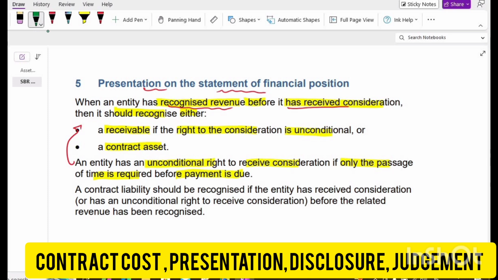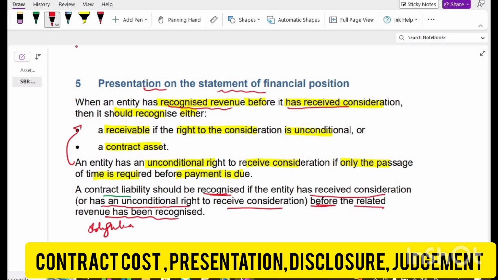Clear? Then contract liability. A contract liability should be recognized if the entity has received consideration or has an unconditional right to receive consideration before the related revenue has been recognized. So this means that the company recognizes this is an obligation. The contract liability is an obligation to deliver the goods or services. Clear? Okay, this is the presentation in the statement of financial position.